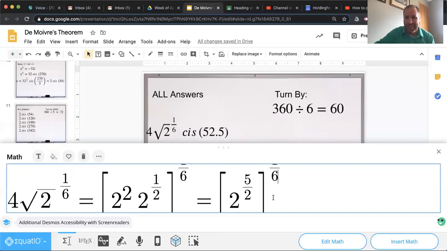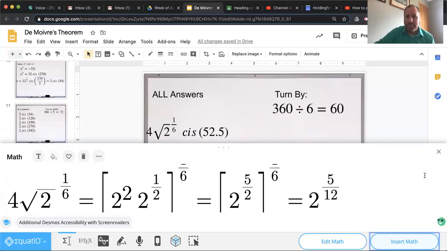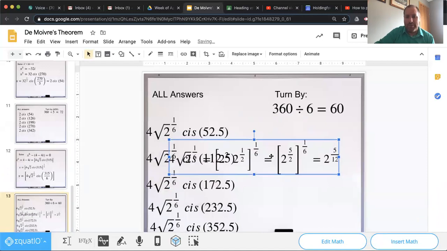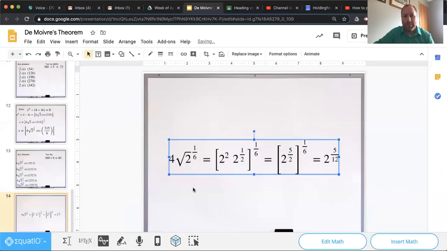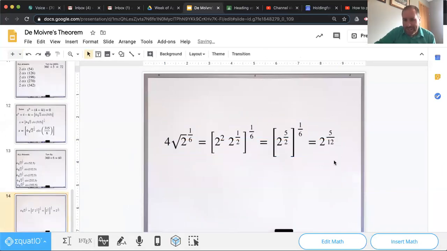Then that is to the 1/6 power. Now, when we do powers to powers, we multiply those powers together. So really, we could say that this is 2 to the 5/12 power if we wanted to do that. If you wanted to simplify that number in front, you could put the 12th root of 2 to the 5th, or you could even say the 12th root of 32. That's what that would be.